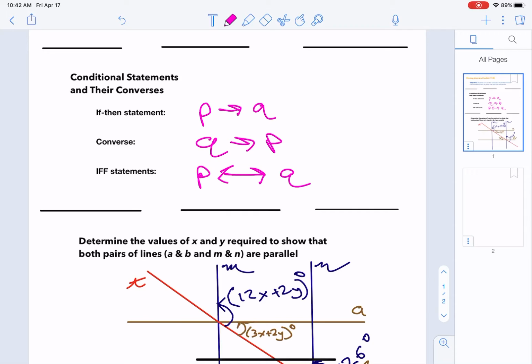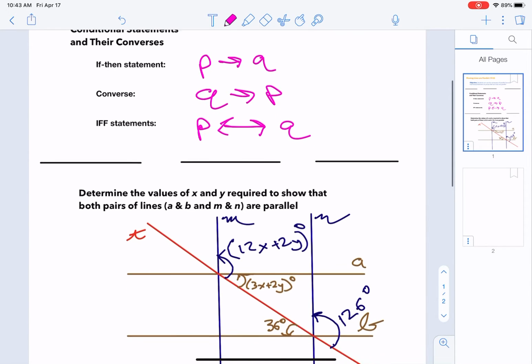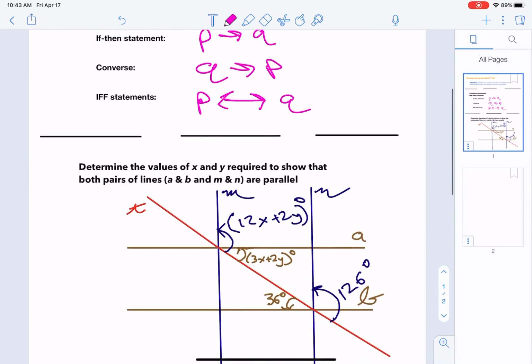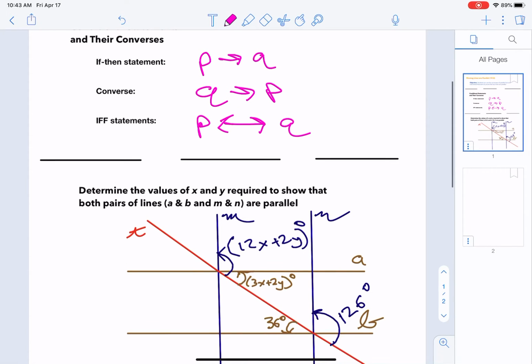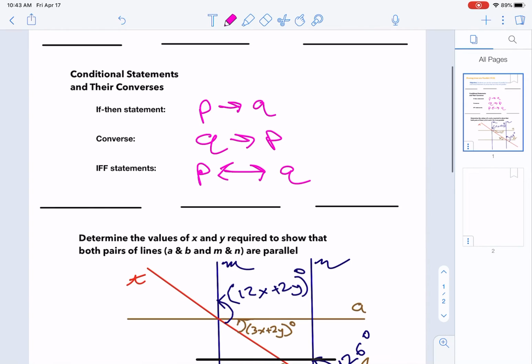So I want you to think about that. Is the converse of that true? The converse would be, if it has black and white stripes, then it is a zebra. And you may think of other animals that have black and white stripes. So I'm pretty sure that would not be an IFF statement, an if and only if statement. Okay, so the main idea here is that we understand what the converse is.